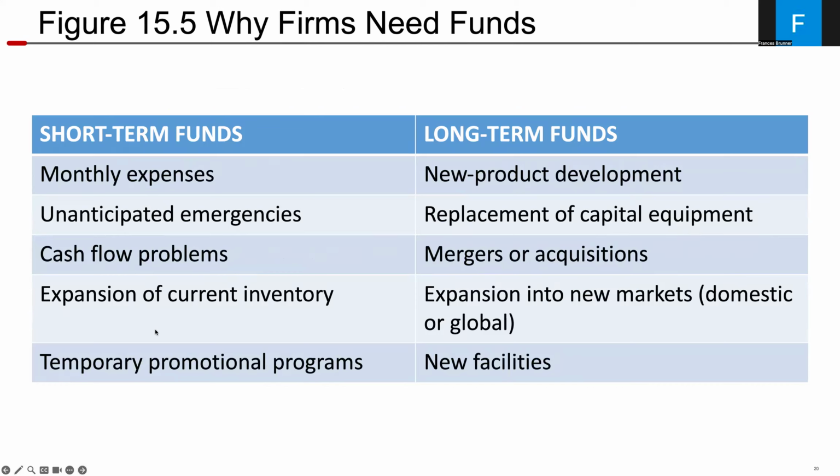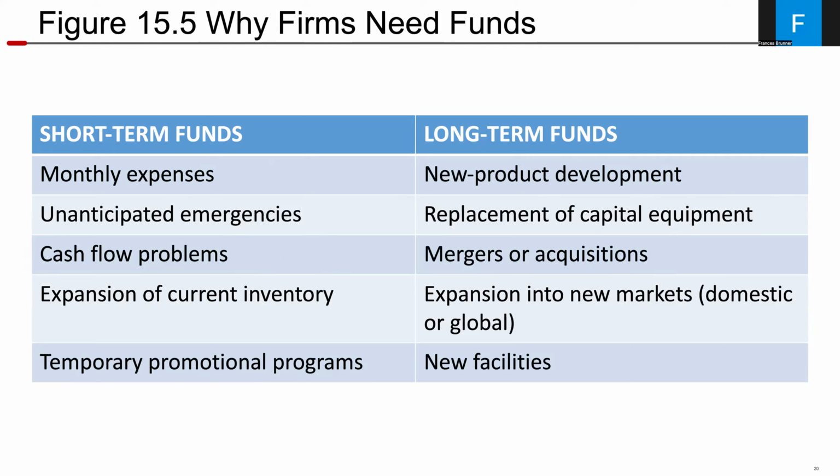Some examples of short-term funds uses would be to cover monthly expenses, to have extra money for unanticipated emergencies, to resolve cash flow issues, or expand current inventory. Perhaps you have a t-shirt that keeps flying off the shelves and you need to purchase a large quantity in order to get ahead of it and to actualize every sale possible. You might need some short-term funding to cover those needs. Temporary promotional programs might need additional cash funds.